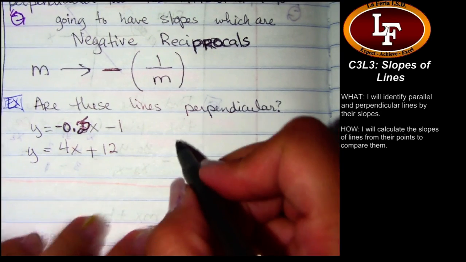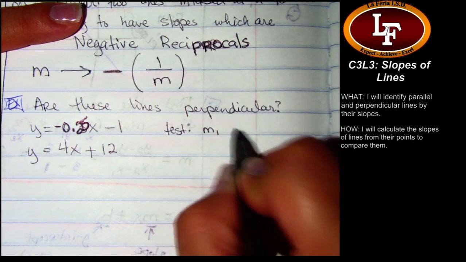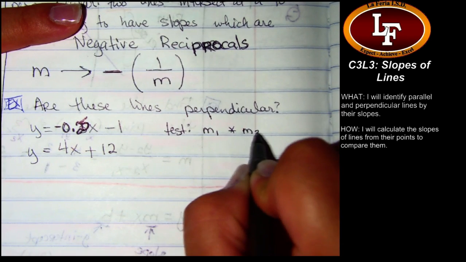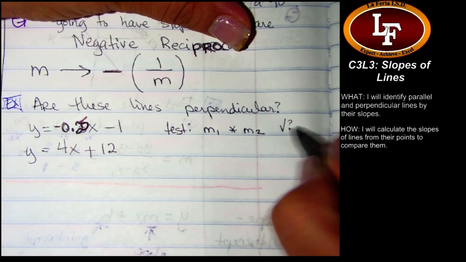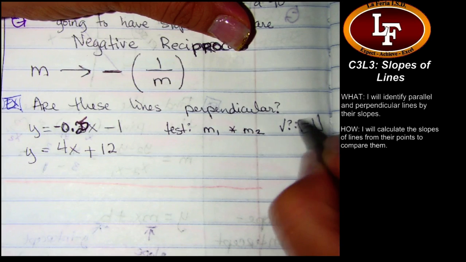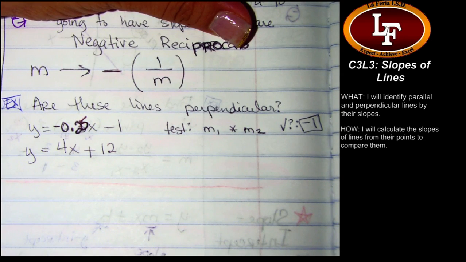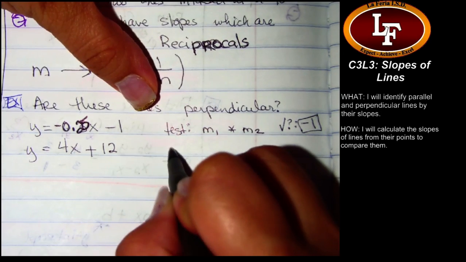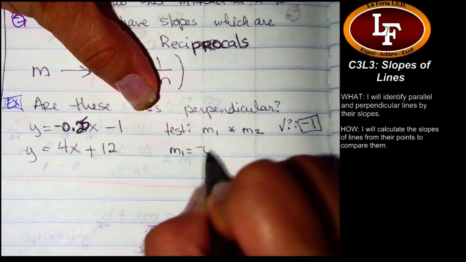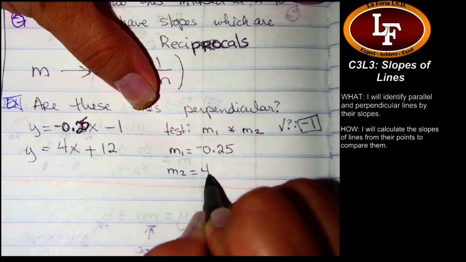Okay. So our test is to take the two different slopes and multiply them together. And then we want to check to see if the answer we get is a negative 1. If it is, then they're perpendicular. If it's not, then they're not perpendicular. Okay, so slope 1 is negative 0.25 and slope 2 is a positive 4.